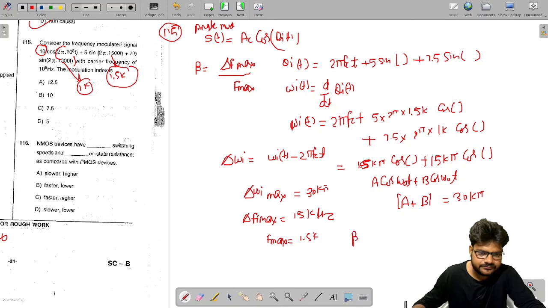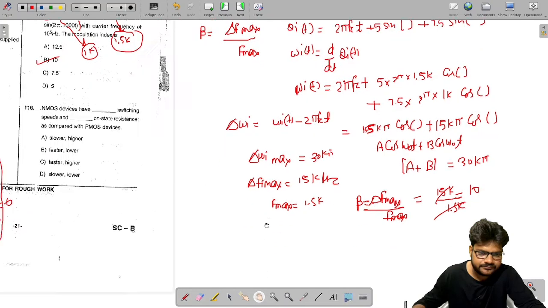Now let us find out beta. It is delta f maximum divided by f maximum. So it is 15k divided by 1.5k. So this is 10. So correct option is B. Now let's go to the next question.